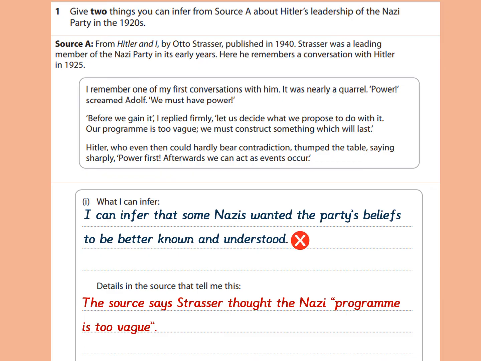No, I wouldn't get any marks for that because the question is saying things you can infer from Source A about Hitler's leadership of the Nazi party. This isn't about Hitler's leadership, it's about the Nazi party beliefs. Because this is not a valid inference, it would not get a mark, and therefore my supporting detail is irrelevant as well. That's 0 marks for this inference here. So let's see if I can bring it round.